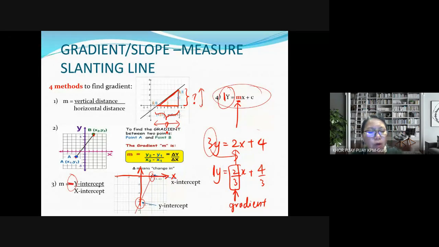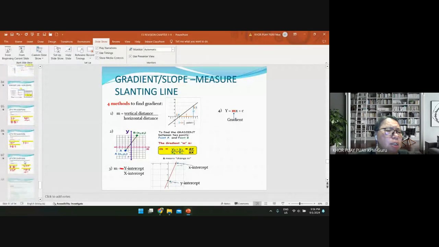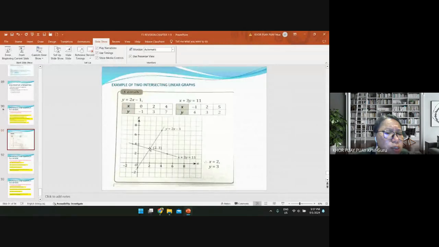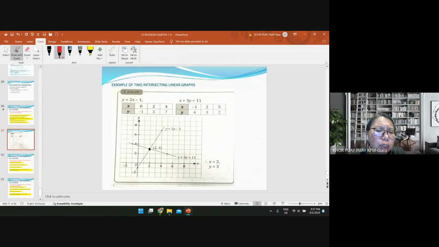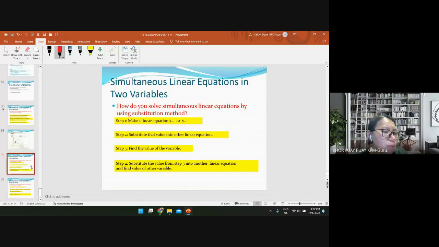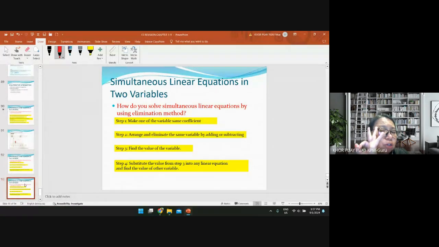Okay, all right. After that, what else do you need to know? I think that's it lah. And when they ask you to find point of intersection, when they give you 2 lines, how can you find the point where these two lines meet? You can draw graph, or you can use substitution method. Ini cikgu tak boleh ajar sini dah lah ya. You all have to revise by yourself. Or you can use elimination method. Okay, so there are 3 methods to find point of intersection.